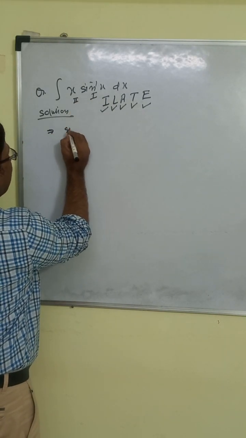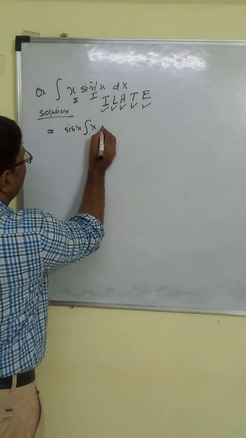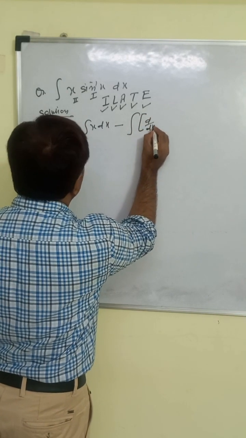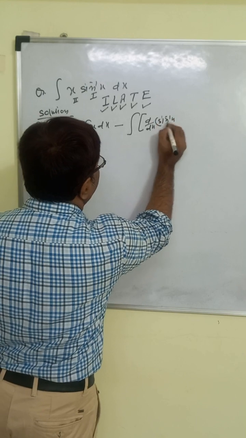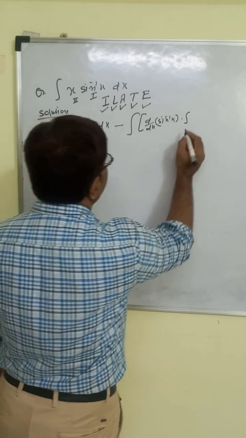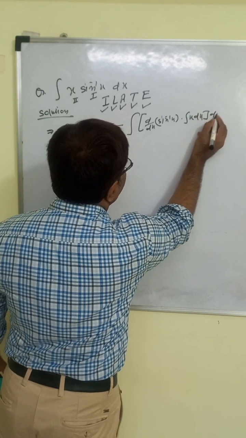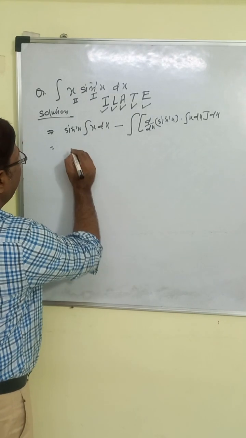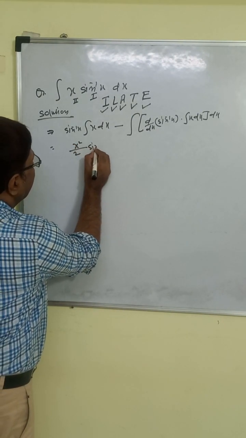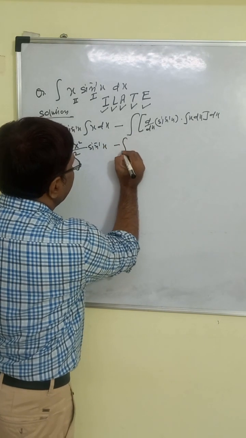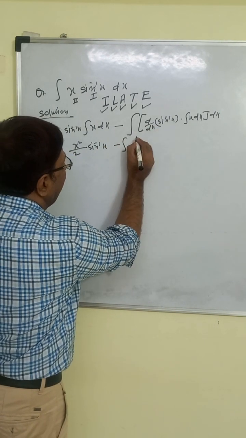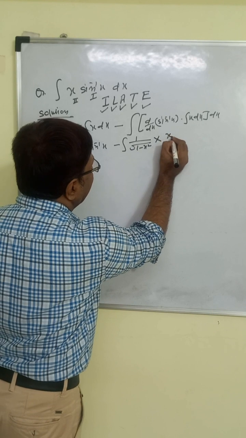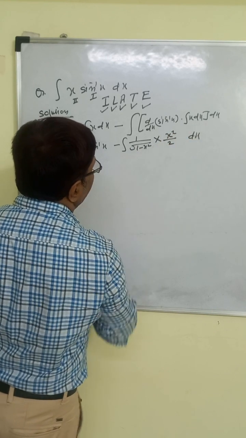Take the first function sine inverse x, times the integration of the second, x dx, minus the integration of the derivative of the first function times the integration of the second. So the first function is sine inverse x into the integration of the second, that is x dx. The integration of x is x square by 2. So we get x square by 2 into sine inverse x, minus integration of the derivative of sine inverse x, which is 1 upon root under 1 minus x square, times the integration of x, which is x square by 2, dx.